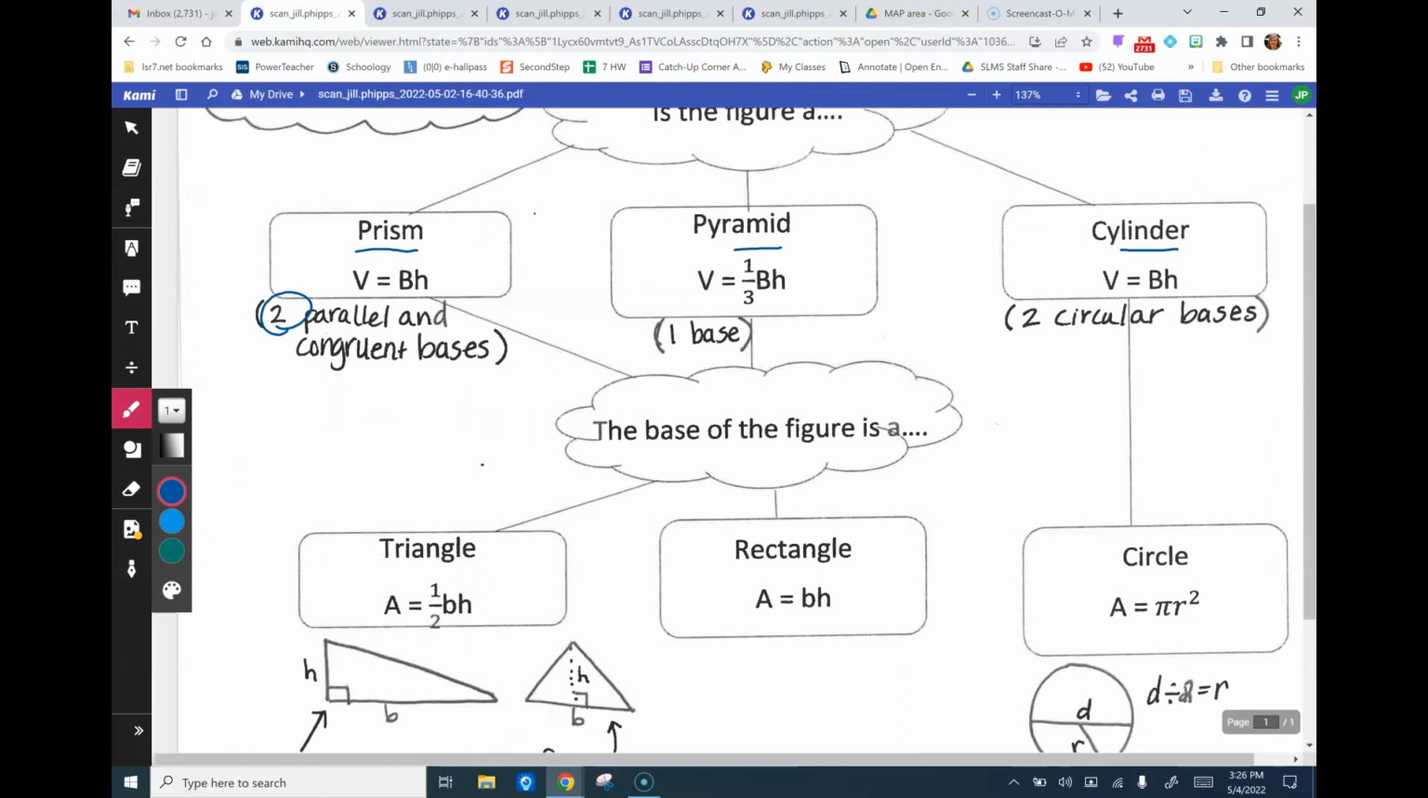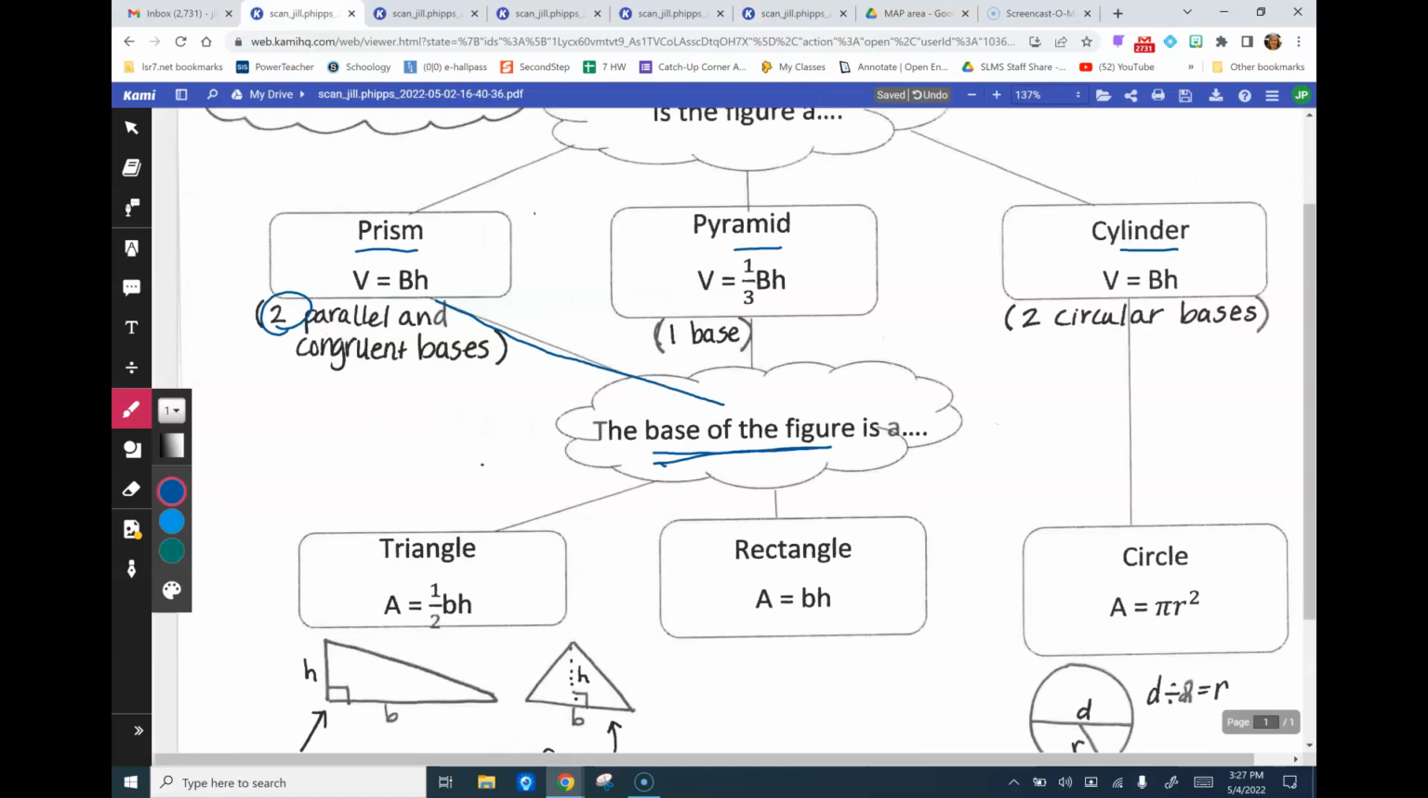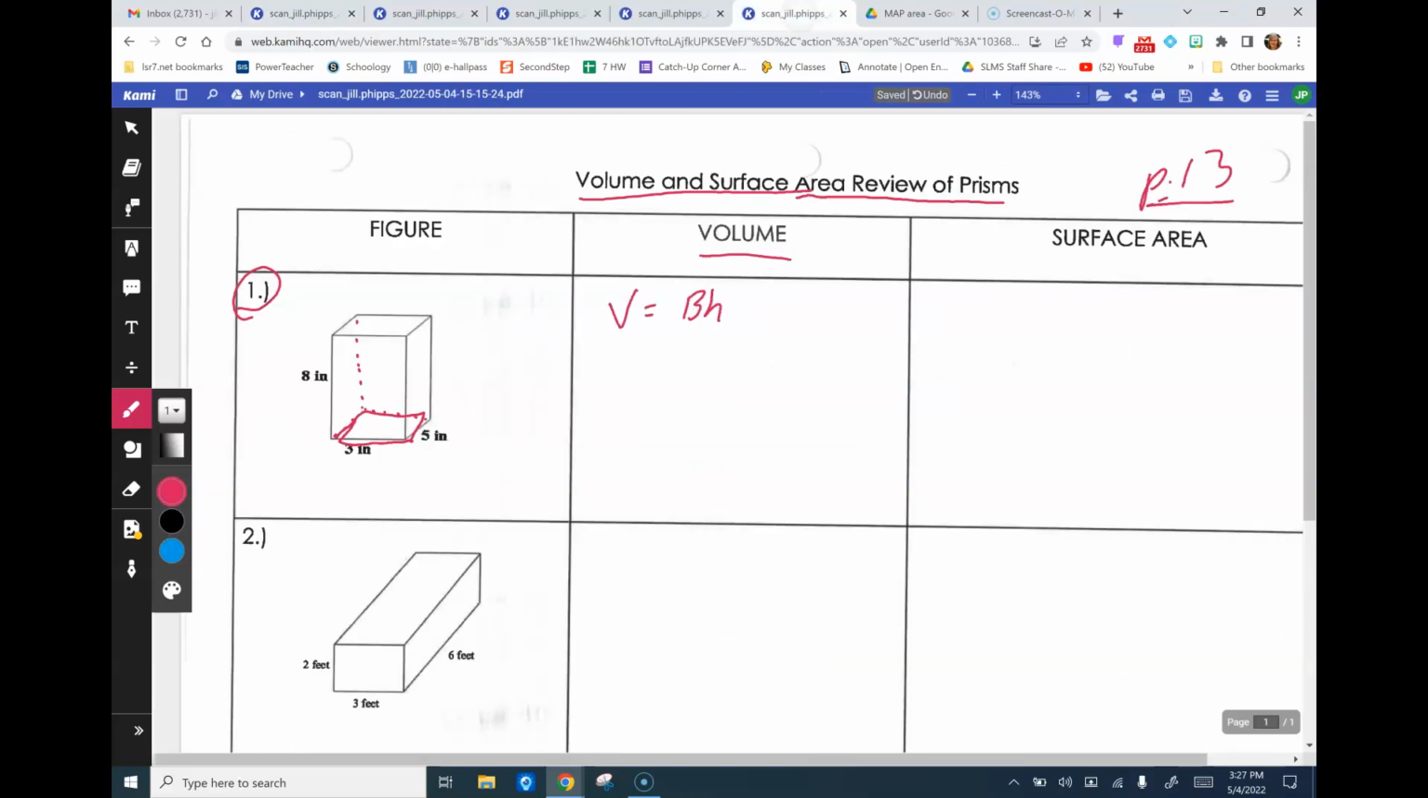But then when we have a prism, so now we go down here, what is the base? Okay, so look at this. What is our base? Well, our base is a rectangle, right? So if it's a rectangle, we're going to use base times height, or we can also use length times width. So that's what we're going to plug in for capital B. So we go back here. So in place of capital B, we're going to use length times width, because that's how I find the area of a rectangle. Okay, so you see how we do that?